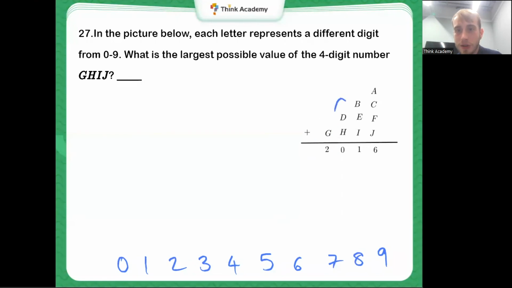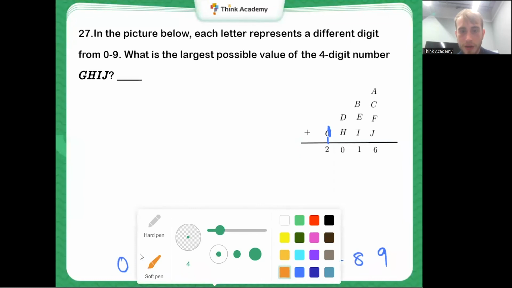But if you take a look at the hundreds column, D plus H equals 0. Now obviously that's impossible for two different numbers to equal 0. So it must equal 10. It must be a carryover. Even if you had 9 and 8, the biggest number you can carry over is 1 when you're adding two digits together. So that tells you what G is, because G plus our carryover gives us 2. So I know that G is equal to 1. So I'm going to cross off 1 from our list of things down the bottom.